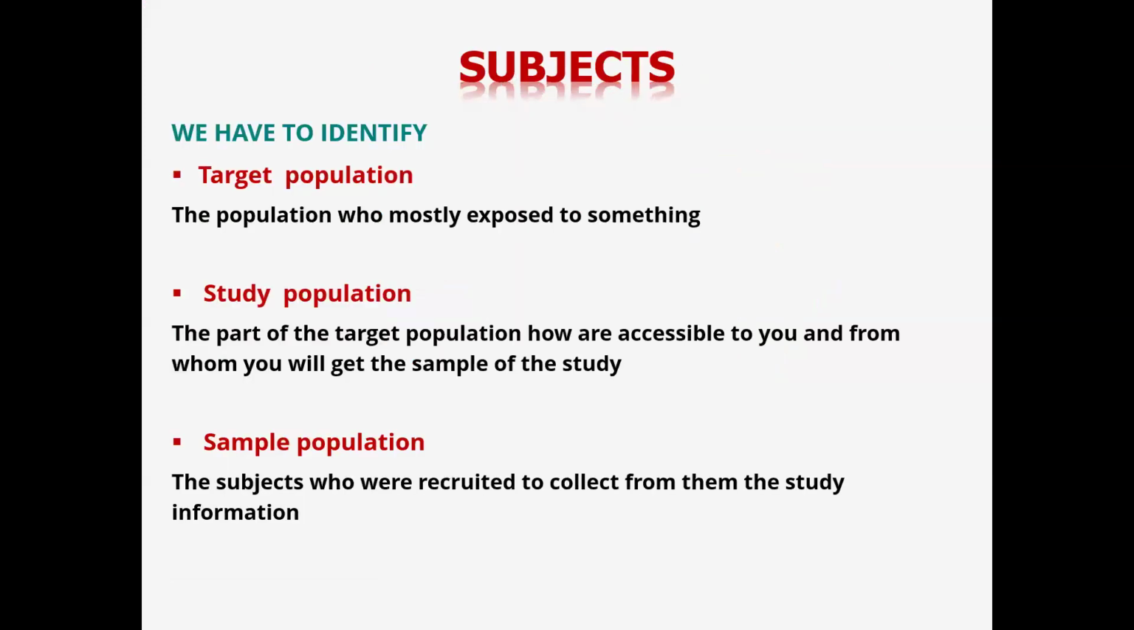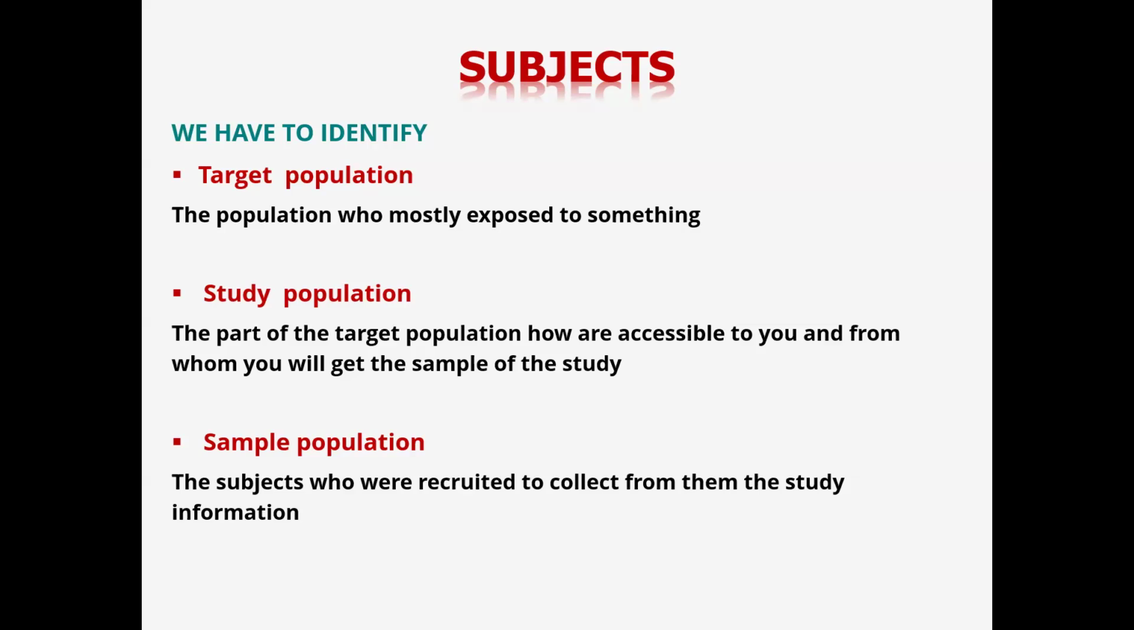We have to know what is called the target population and the study population and the sample population. So the target population are the population who are mostly exposed to something. For example, students in a faculty of medicine could be our target population. Study population could be part of these students, which means students who are enrolled in the first semester or the second semester. So this could be the study population from the target population, who are the main or the holistic number of students in the faculty of medicine.